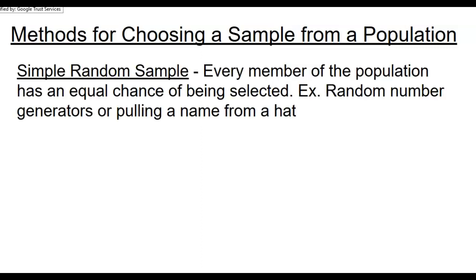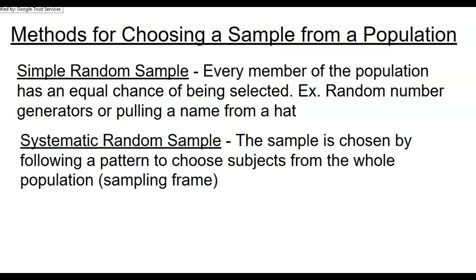Simple random sample. In this case, each individual is chosen entirely by chance, and each member of the population has an equal chance or probability of being selected. This can be achieved by assigning each member of the population a number and using a random number generator to select numbers from the group. It could also be achieved by putting all the members of the population's names into a hat and drawing names.